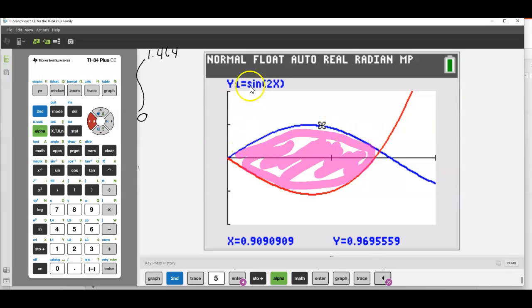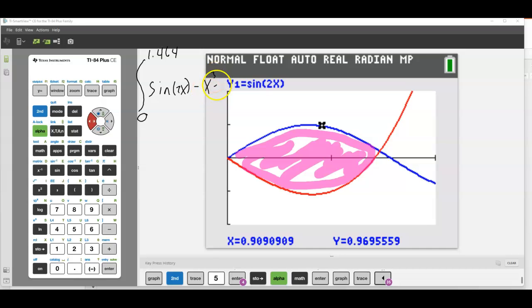So the one that's on top is the sine function. So I know it's going to be the sine of 2x on top, minus the x cubed minus 2x on the bottom. Okay, and there's my integral. That's what I'm going to type in.